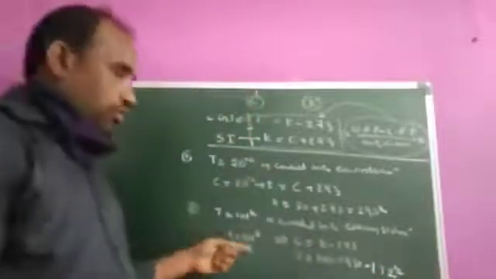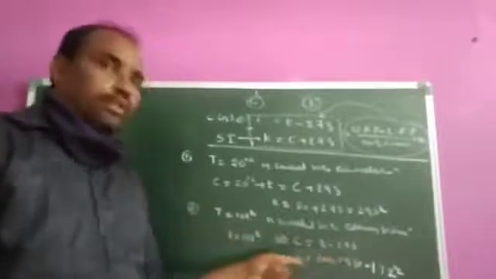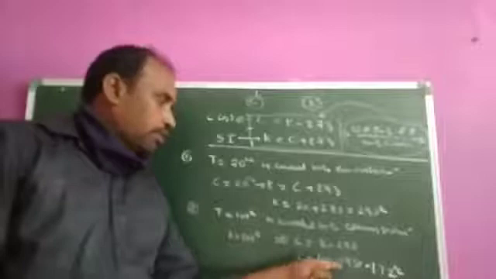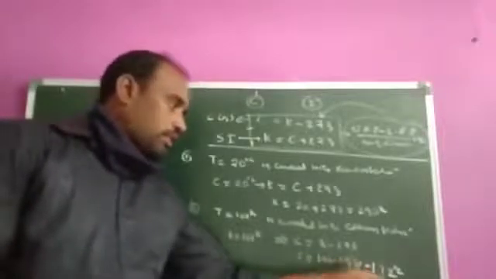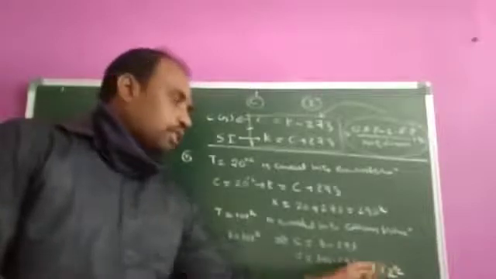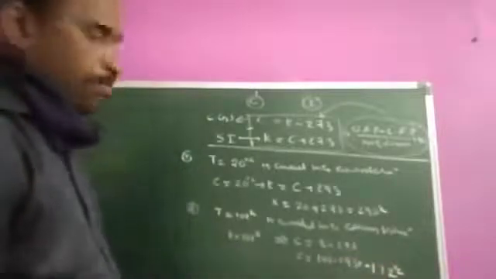So they gave K is equal to 101. What is the formula? C is equal to K minus 273. What is the K value? 101 minus 273. 273 minus 101 gives 172 degrees. So it is minus 172 degrees Celsius.